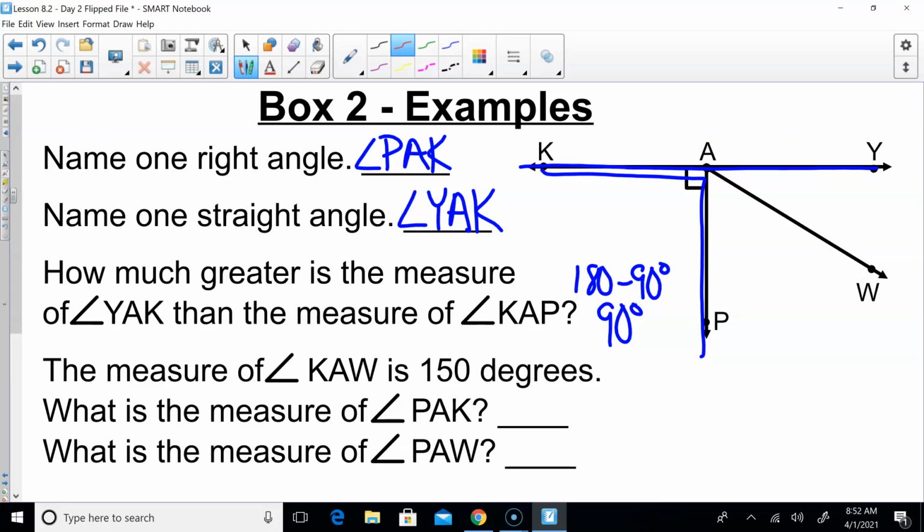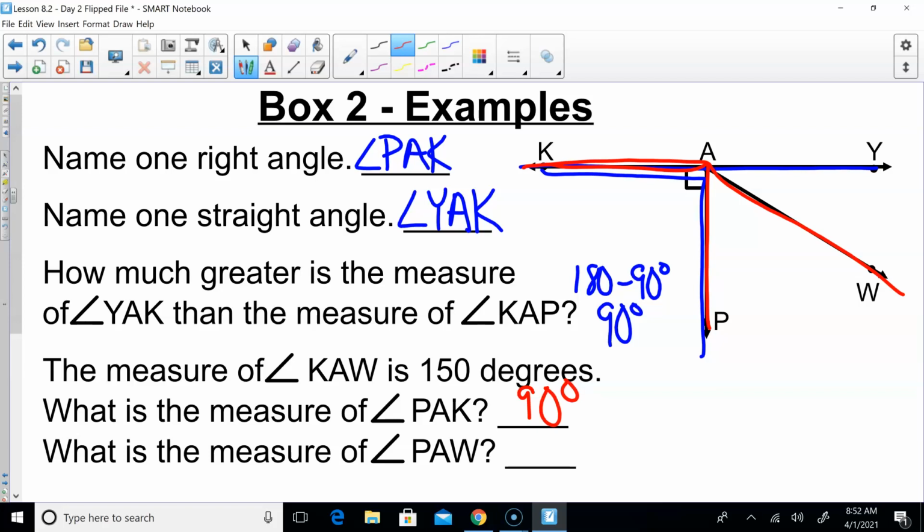So KAW is 150. Right here is 150. What is PAK? Well, PAK would be pretty straightforward. PAK would then be 90 degrees. That was a gift, I feel like. That was generous.